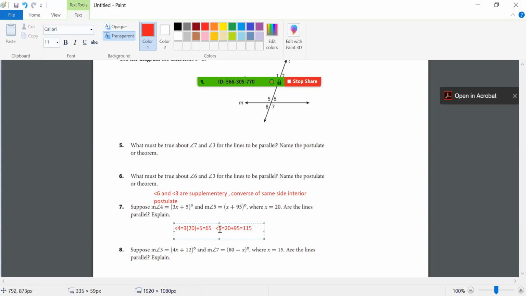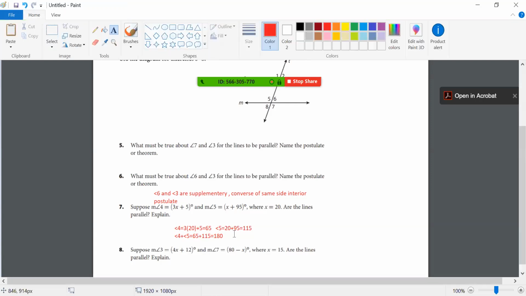It's very obvious that these two angles are not equal. But are they supplementary? Let's check. Angle 4 plus angle 5 is going to be 65 plus 115, which is going to be exactly 180. So they are supplementary. And if you go back to the figure and check angles 4 and 5, you will actually see that 4 is here. 4 and 5 are what? They are same side interior angles.